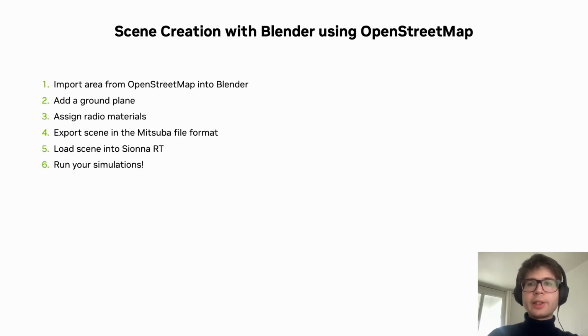To summarize, here are the main steps to import a real-world environment using OpenStreetMap. First, import the area for which you want to carry out simulations into Blender, and add a ground plane if necessary. Then, assign radio materials to the objects forming the scene. Finally, export the scene as a Mitsuba scene and load it in Sionna RT. You can then use Sionna to compute and visualize coverage map and paths and carry out link level simulations using the paths you have generated.